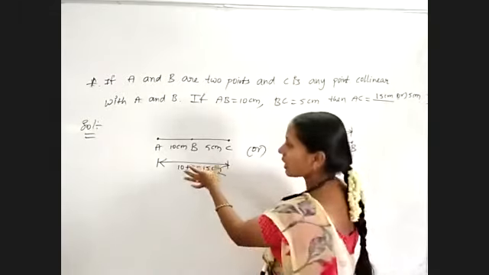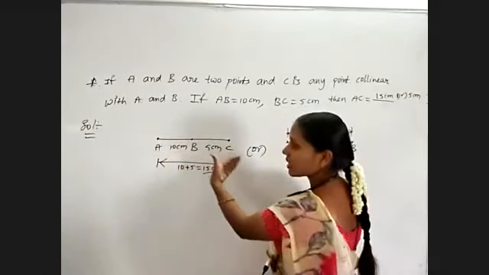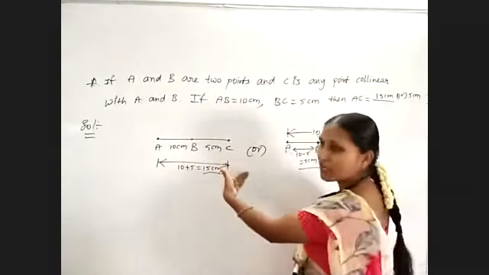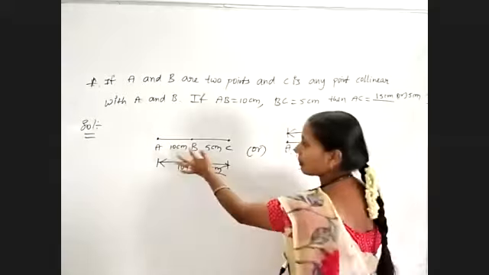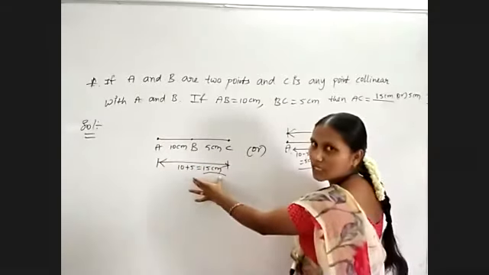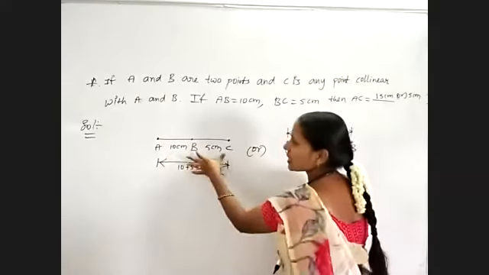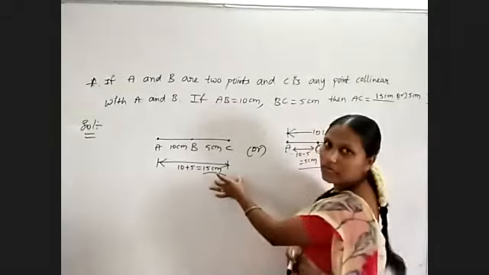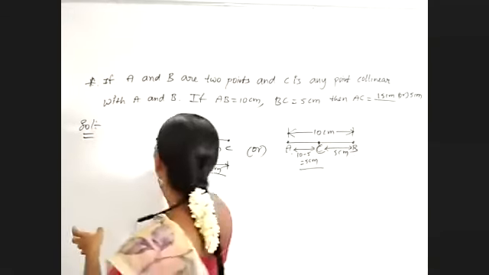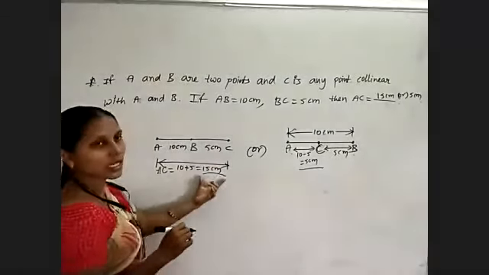So that is why, if C is out of AB, in that case 10 plus 5, we will get 15 centimeters. AB plus BC equal to AC. We want AC length. AC is equal to 10 plus 5 is equal to 15.